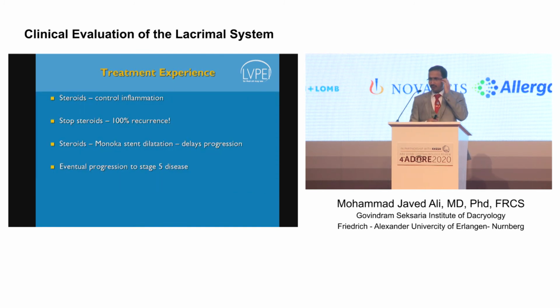So we thought, okay, fine, this looks like inflammation, so we would do what anybody else has done. We started giving steroids to these people to control inflammation. It does look a little better with steroids, but it never goes off. The time you stop steroids, within a week there is 100% recurrence. So we gave steroids and we didn't want it to close or go to stage 4 or 5, so we started doing monocar dilatations and we found that this delays the progression.